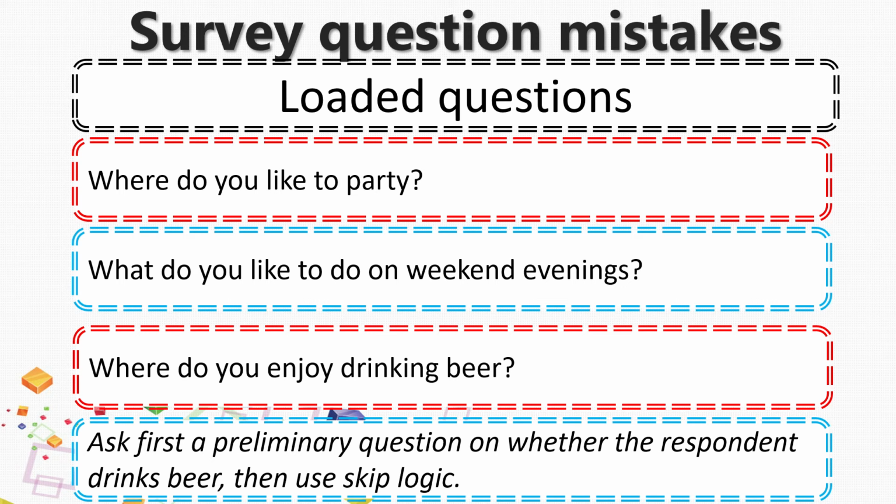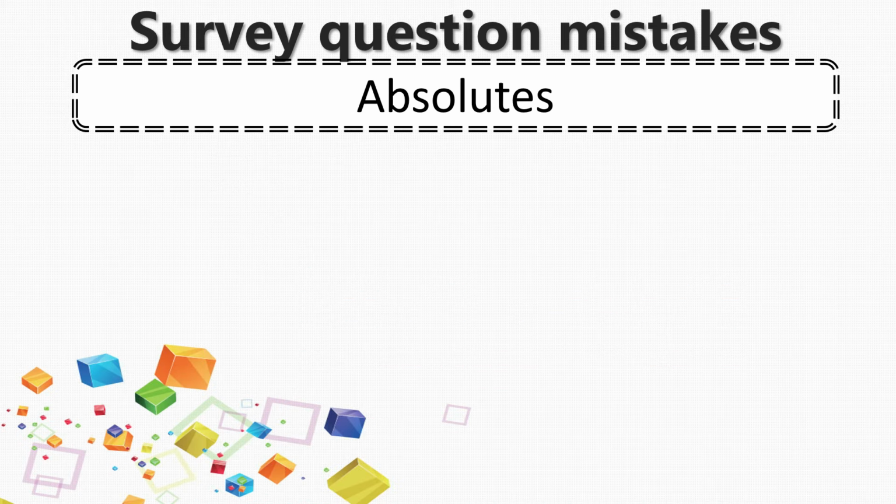And then if they drink beer, then you can ask where they enjoy drinking it. But if they don't drink beer, then it will be the end of the survey questionnaire. Okay, so these are examples of loaded questions and how you can correct them.